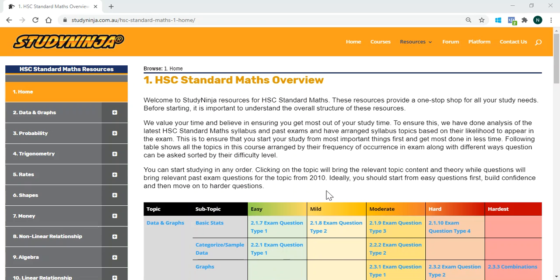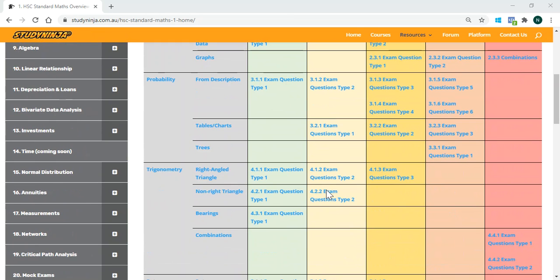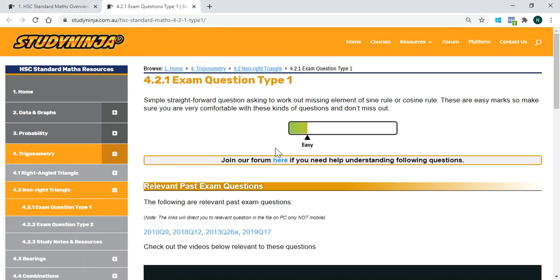So let's go to trigonometry, and I believe the non-right angle triangle. So I believe this was from 4.2.1 actually. Yeah, so it was a straightforward, easy question. Let's go here. So 2019 question number 17.